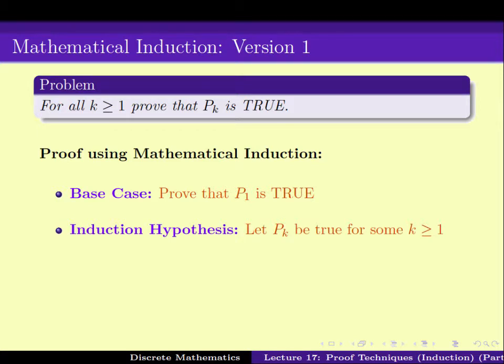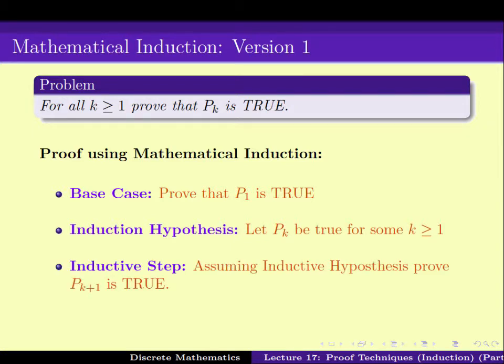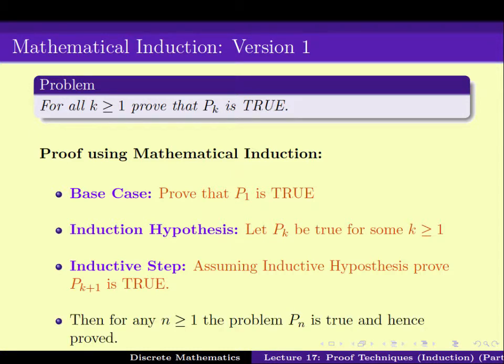Then the induction hypothesis states that let Pk be true for some k greater than or equal to 1, and the inductive step says that assuming the inductive hypothesis, prove that Pk plus 1 is true. And if you can do that, then we end up proving that for all n greater than or equal to 1, the problem Pn is true. The induction principle guarantees us that if we follow these 3 steps, base case, induction hypothesis and inductive step, we get the whole proof.